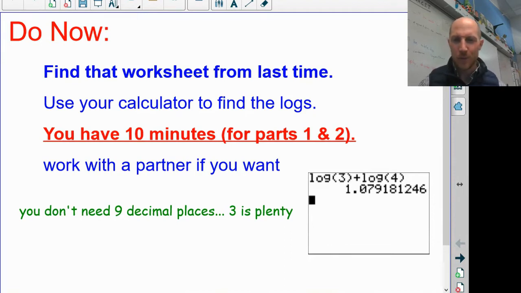I mean, if you were in class, you could work with a partner, but you do not need 9 decimal places. So just 3, and you can find the log button there in your calculator. Just log of 3 plus log of 4, whatever you're supposed to do.